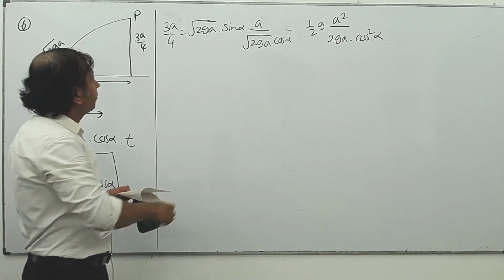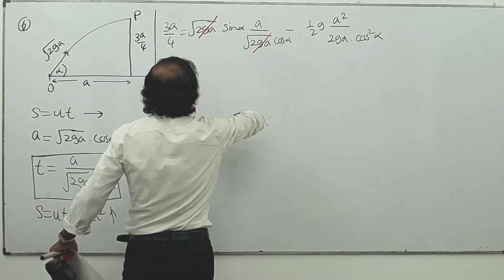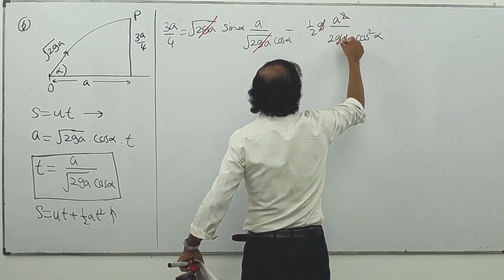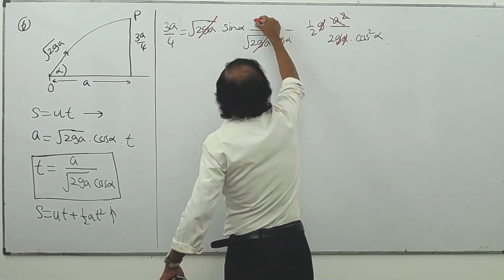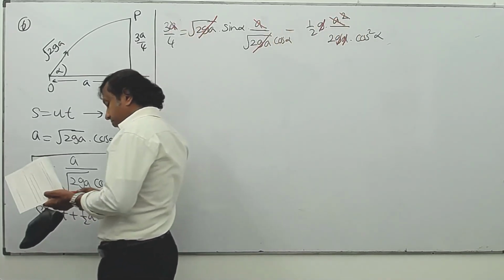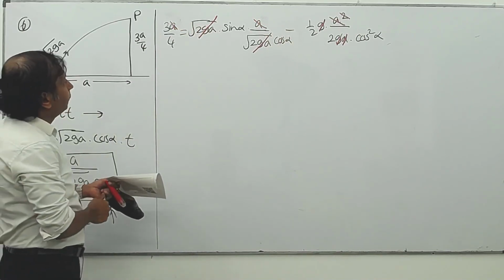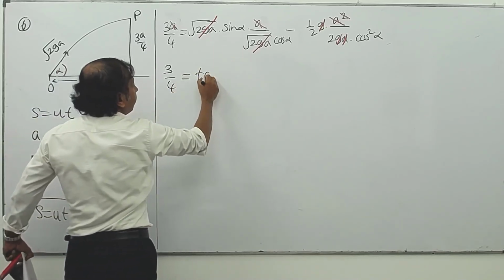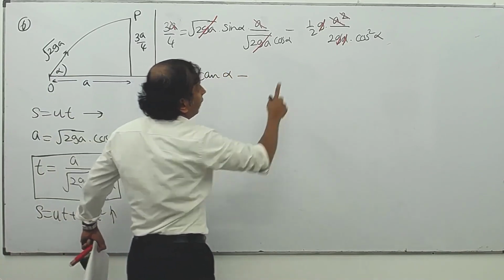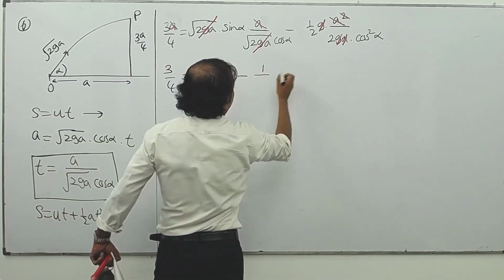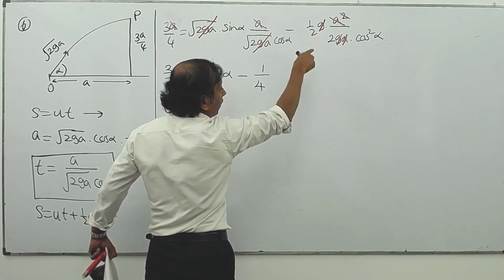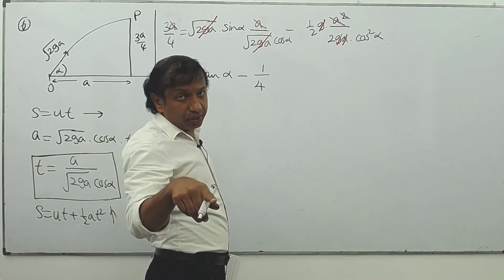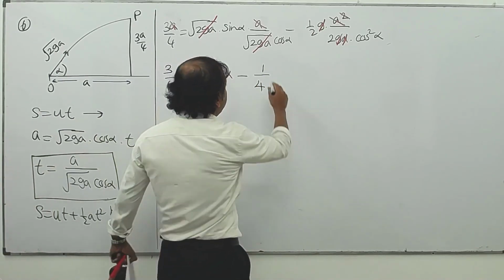Then cancel down this 2 here. G and one a with G and a here. Another a here you have, you can cancel down. Right. Now 3 by 4 here, sine by cos is tan, and there 1 over 4, 1 over cos squared alpha, sec squared alpha, no? Sec squared alpha means 1 plus tan squared alpha. Right, put that here.